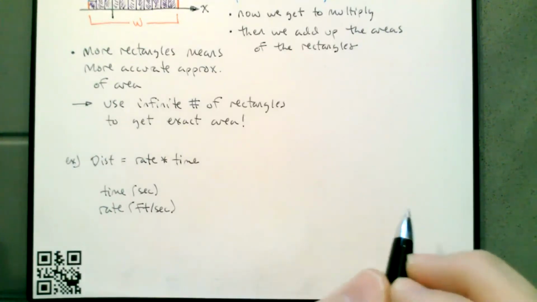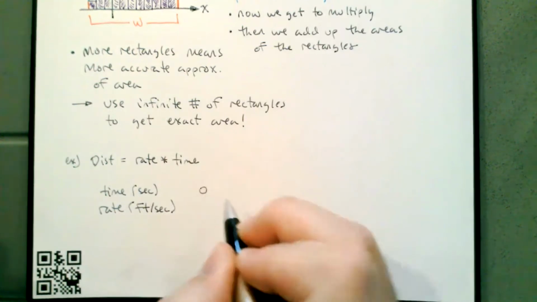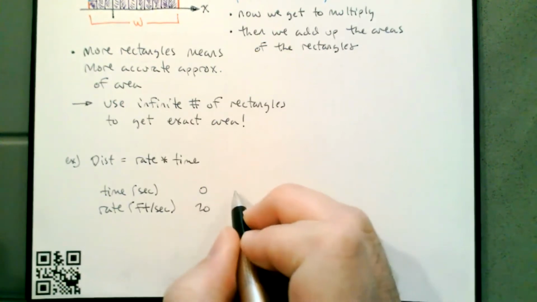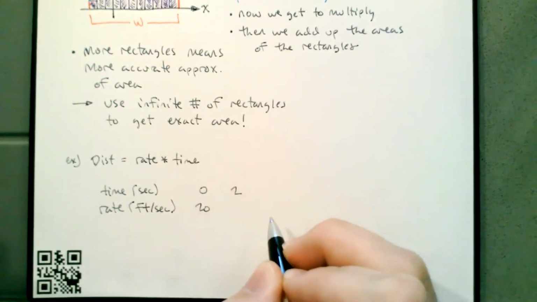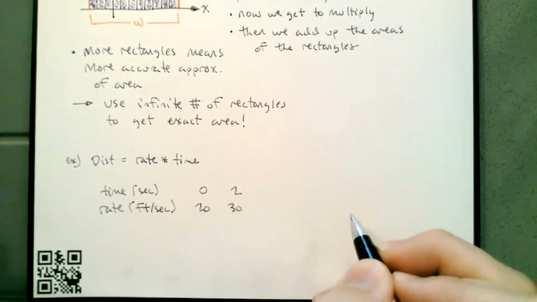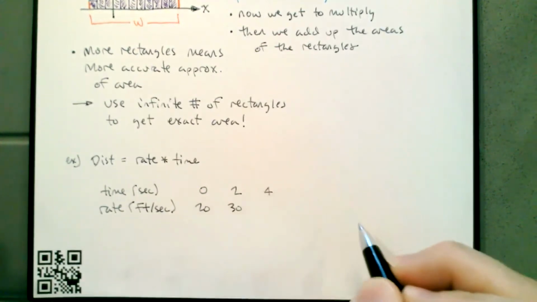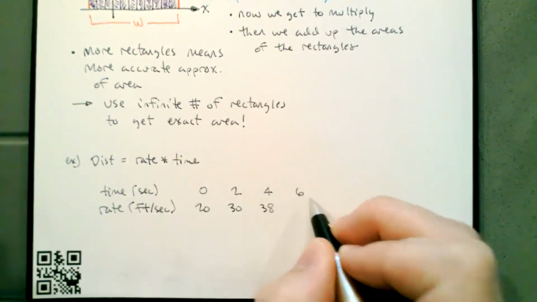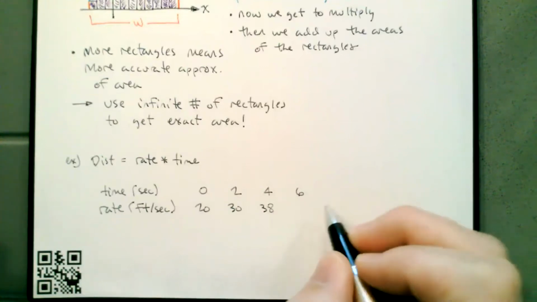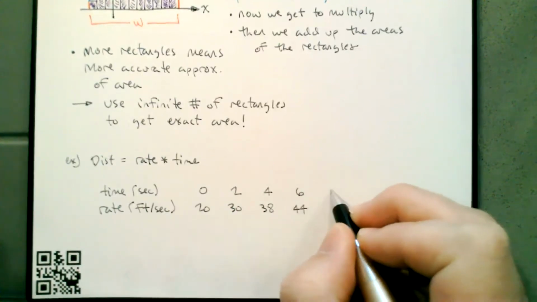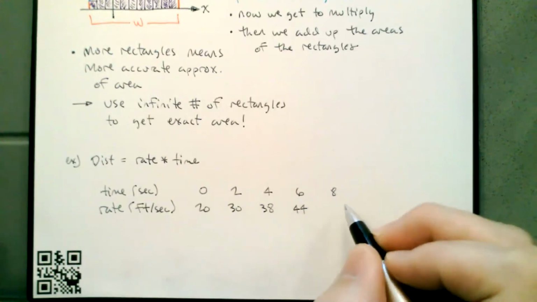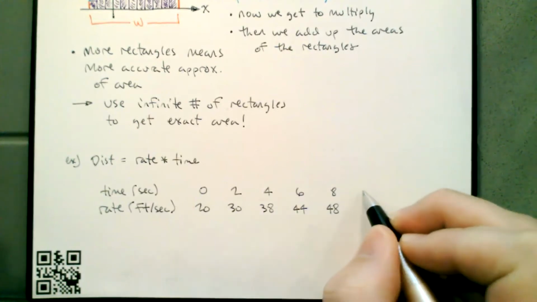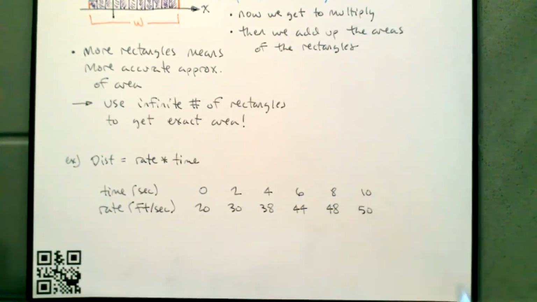So what we have is at time t equals 0, we have a rate of 20 feet per second. Then at time t equals 2, the rate has increased to 30 feet per second. And then at 4 seconds, our rate increased to 38. Then at 6 seconds, the rate increased to 44. At 8 seconds, we're up to 48. And at 10 seconds, we're up to 50.